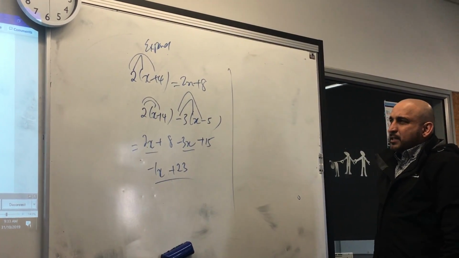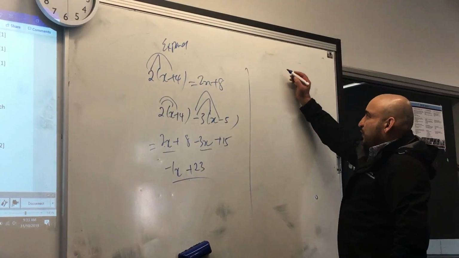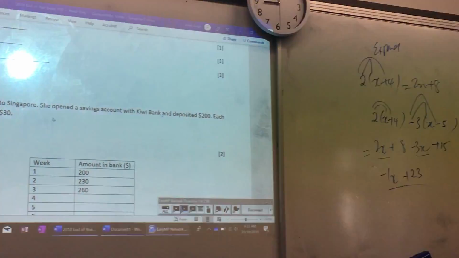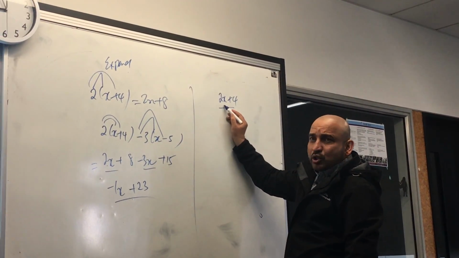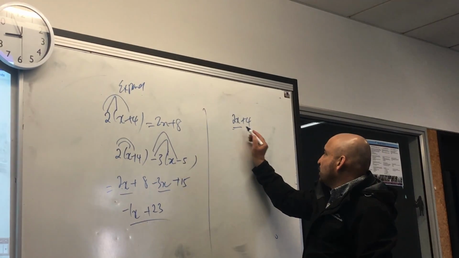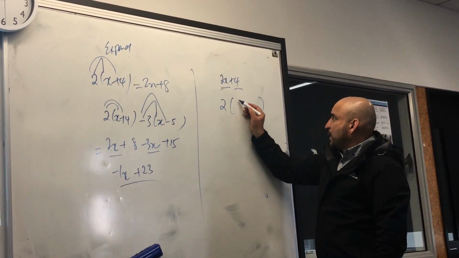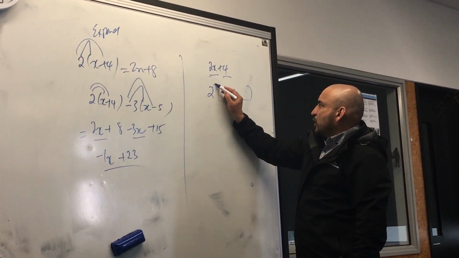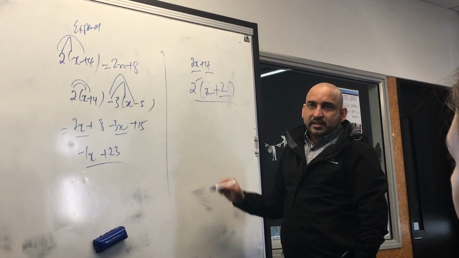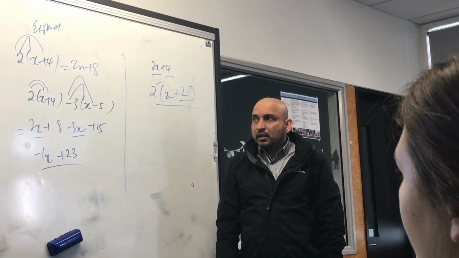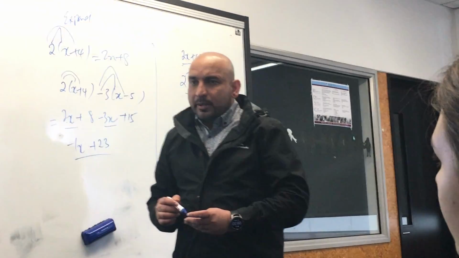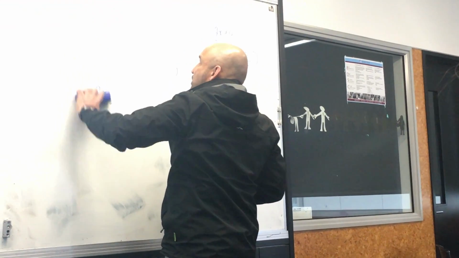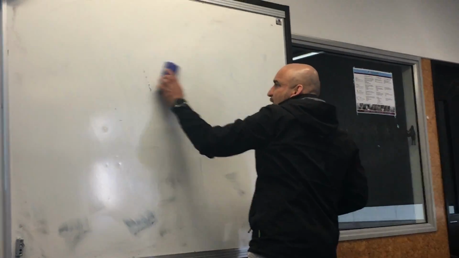Moving on to algebra, the next part will be factorization. If I say 2x plus 4, factorize, when you say factorize, you look for the common factor. What's the common factor? It should go into both of these, so 2 is a common factor. Make space for them. 2 times x is 2x. 2 times what number will give you 4? It is 2. So this is factorized.